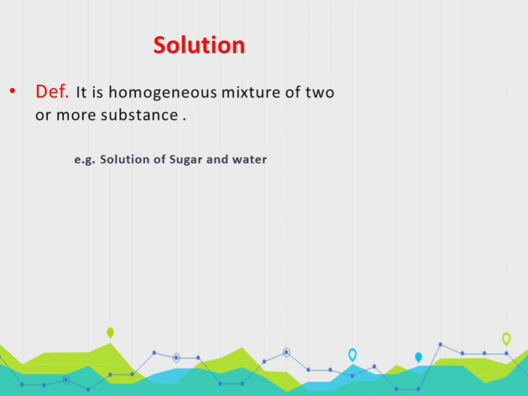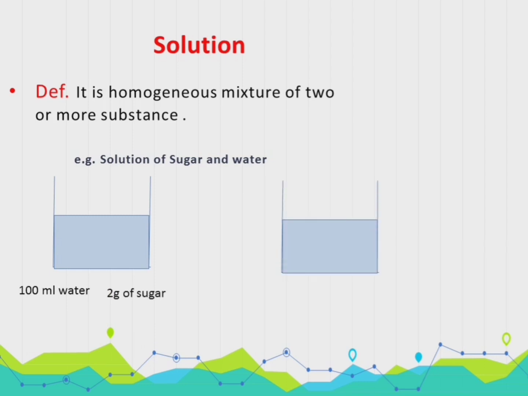The same thing happens in the solution, that we don't need any fixed ratio of substances to be combined in making up a solution. Let me make it more clear. Let's assume we have 100 ml of water in a beaker and we are dissolving 2 gram of sugar into that. In another beaker we have 100 ml of water and we are dissolving 4 gram of sugar into that, making a solution of sugar and water. Now you can say that both are solutions of sugar and water.